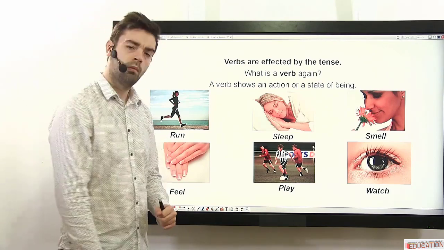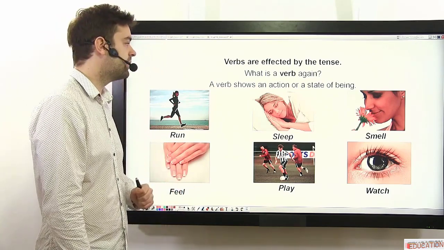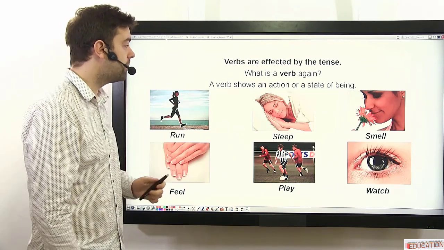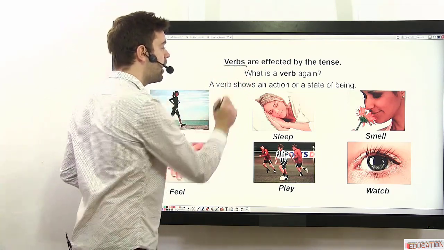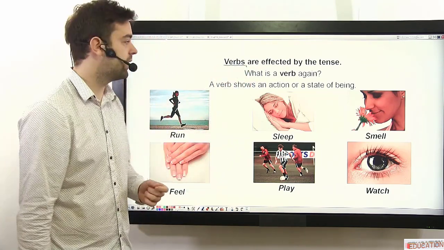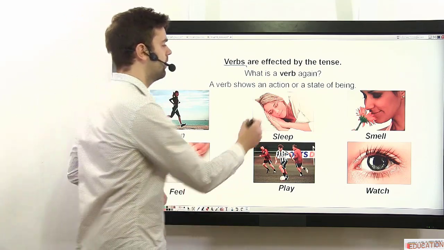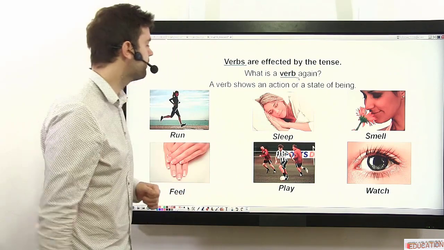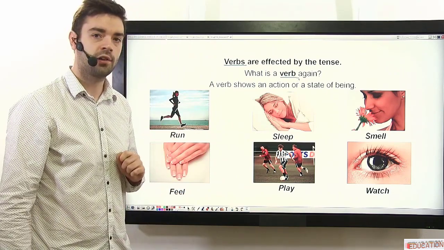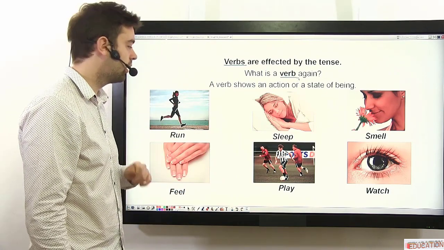So, what words are affected by the tense? Well, verbs. Verbs are affected by the tense. What is a verb again? Well, a verb shows an action or a state of being.